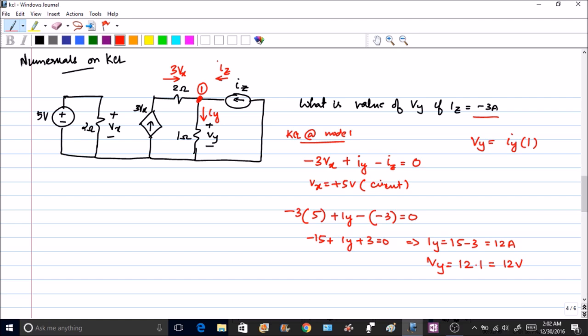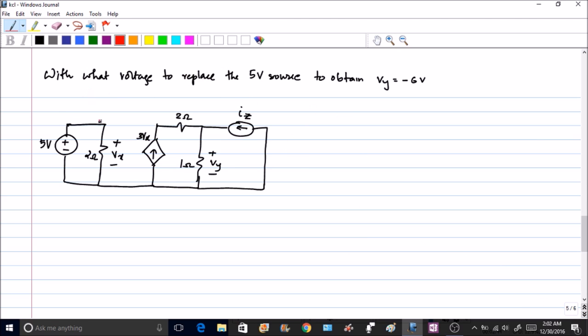Alright. So let us go to the same problem. There is the same circuit with a different question which is to be answered. So the question is, with what voltage to replace the 5 volt source to obtain Vy to be equal to minus 6 volt? Let's take our eraser here and let us rub this. Right? So the question is, they are asking you, let us call this voltage Vs. What should be the Vs value so that Vy will be equal to minus 6 volt?